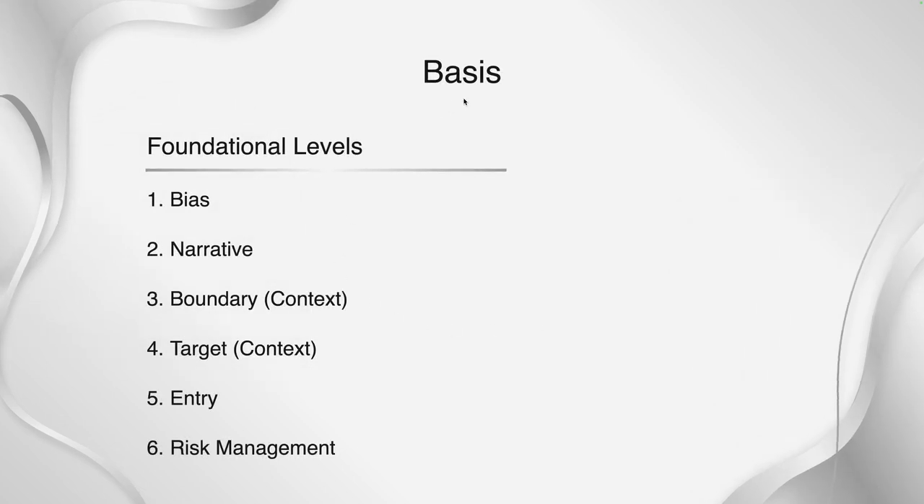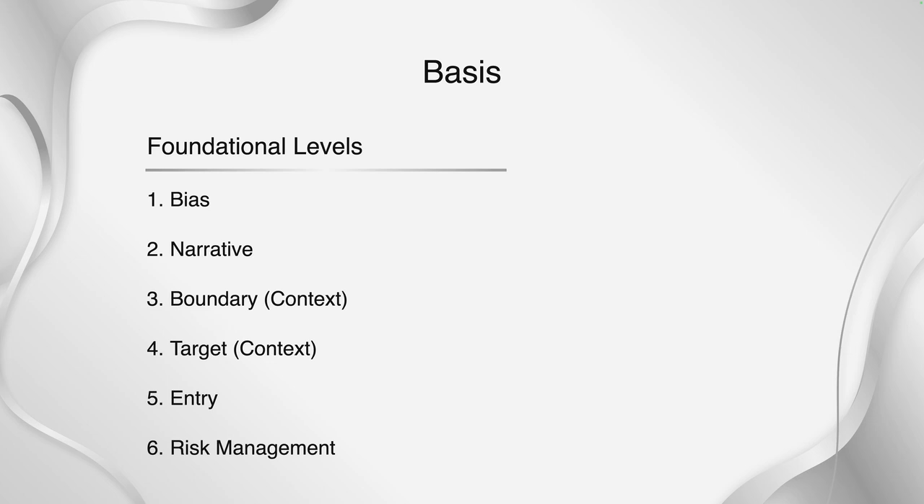Now, a quick reminder of the foundational levels: we have bias, narrative, boundary, and target. Number 3 and 4, boundary and target, create together the context. So boundary is the first part of the context, then the second part of context is the target. After you have those two and you have context, that is when you can move on towards the entry.